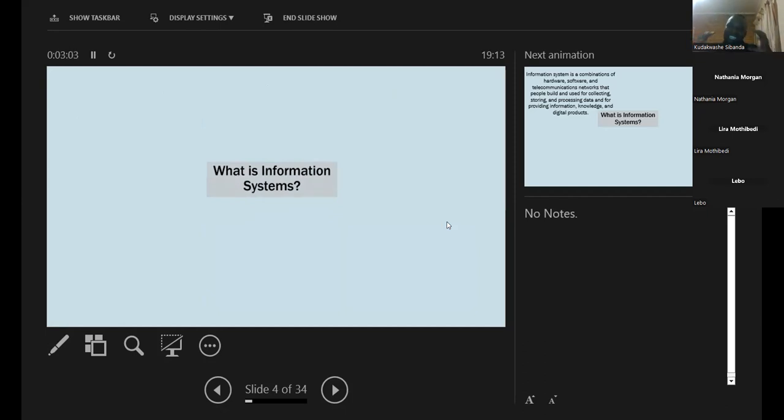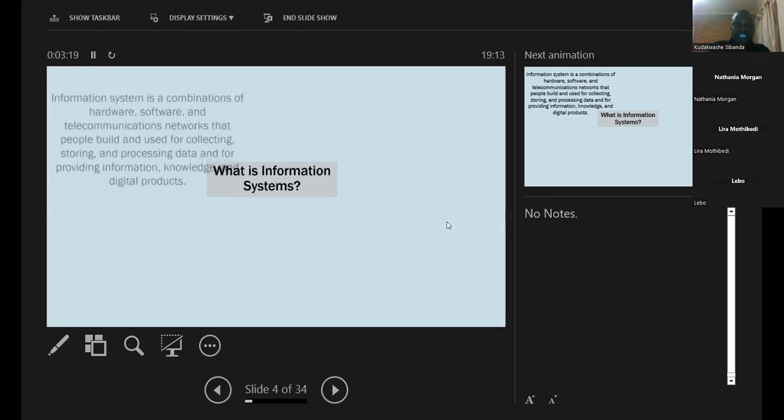So we are seeing here that information management cannot be information management without information systems, because those systems are there to help the organization to control the information. Right. So now, what is an information system?